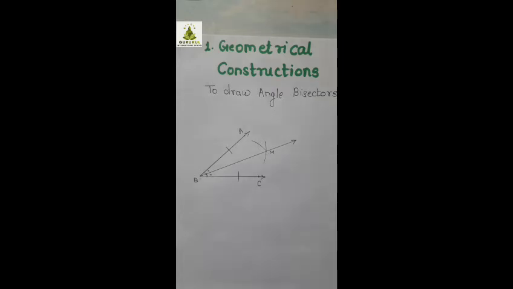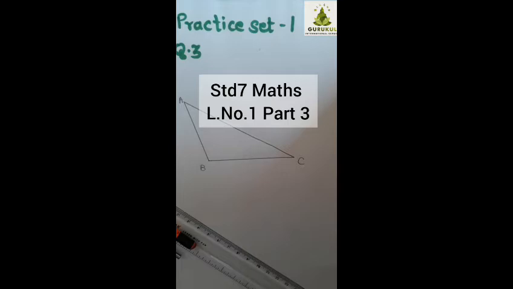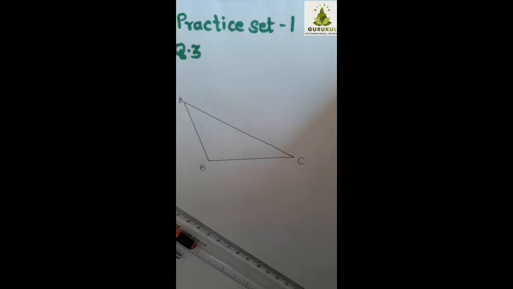Thank you. Now we will learn how to draw the angle bisector of a given triangle. Previously, we have practiced for drawing angle bisectors. In your practice set 1, question number 3 is given. Obtuse angle triangle you have to draw and find out the point of concurrence of these angle bisectors. So let us start with the procedure.